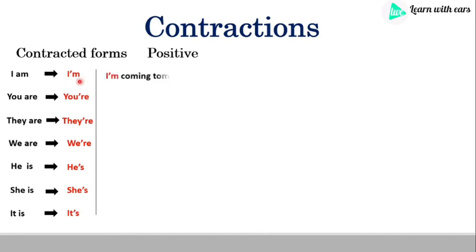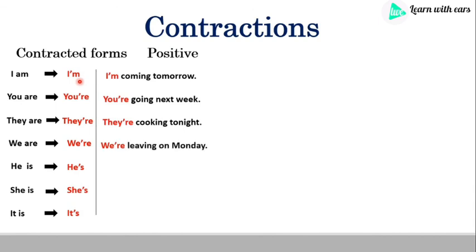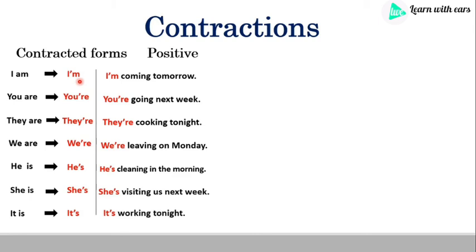Okay? I'm coming tomorrow. You're going next week. They're cooking tonight. We're leaving on Monday. He's cleaning in the morning. She's visiting us next week. It's working tonight. Okay, now let's see negative sentence in contracted form.